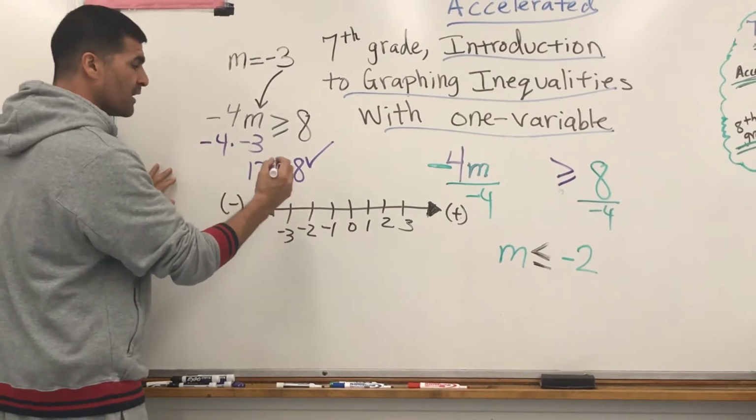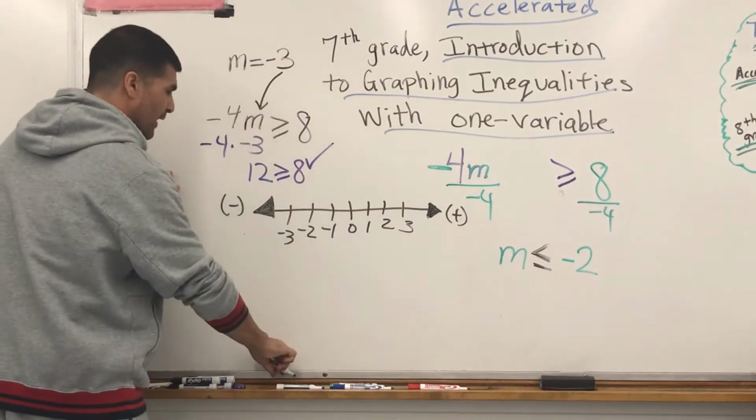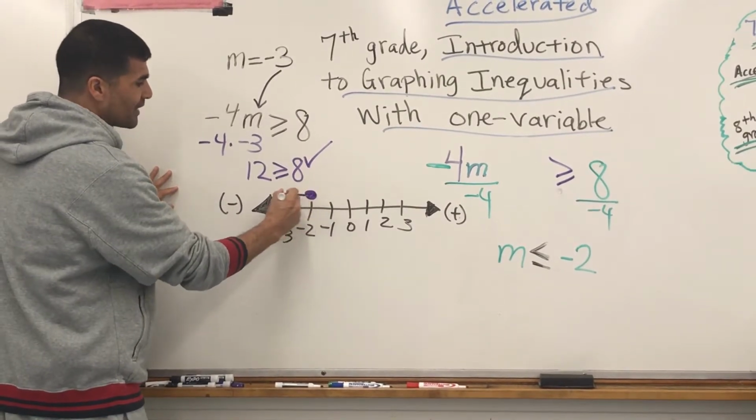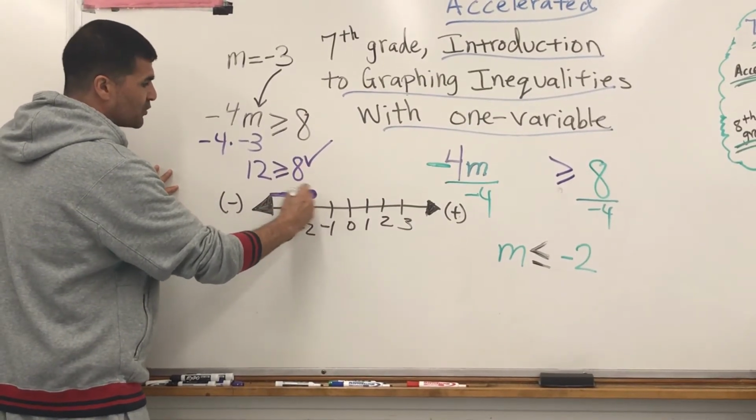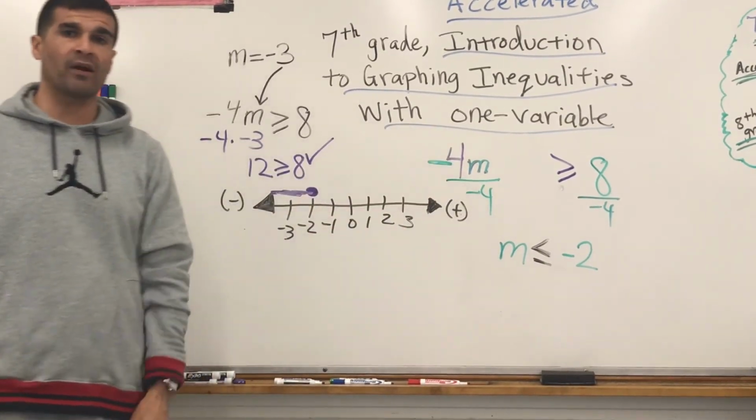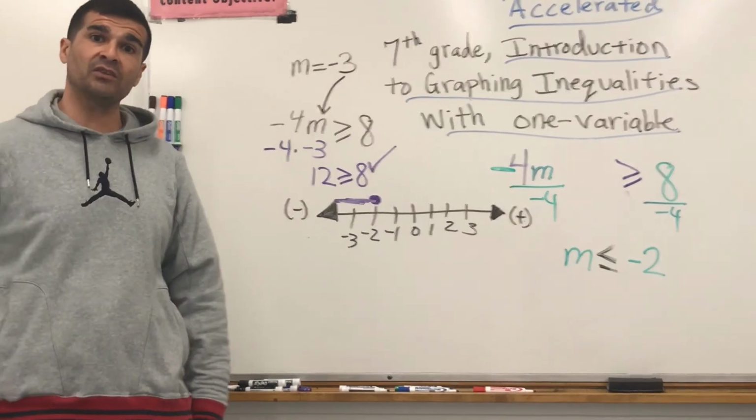So I put my colored in circle right here on top of the number negative 2, and now I need to color everything in the opposite direction. This is a very special rule, and we're going to be talking about that more as we get into this topic. Catch you guys next time.